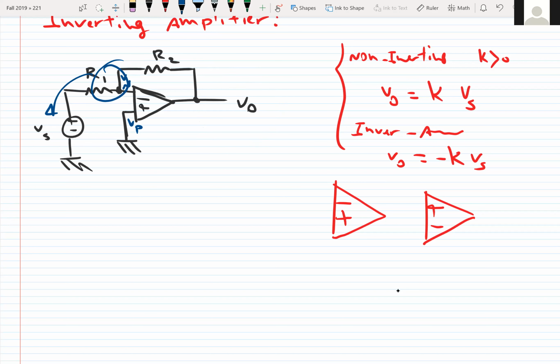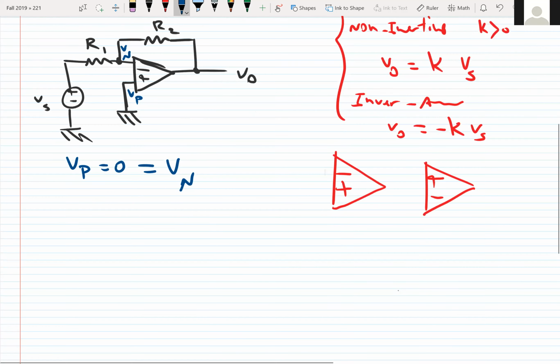But if we look at VP, we immediately see that VP is connected to the ground. So we know the value of VP. We say VP is equal to 0, which, based on the rules that I mentioned, is equal to VN. So this one is the main step, the first thing we need to do.